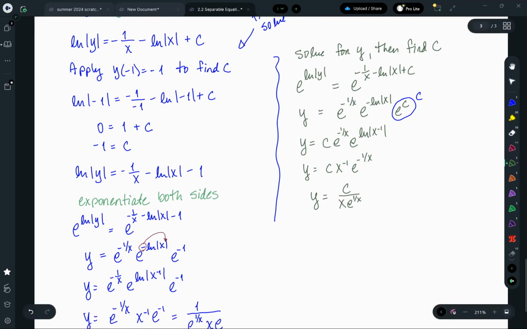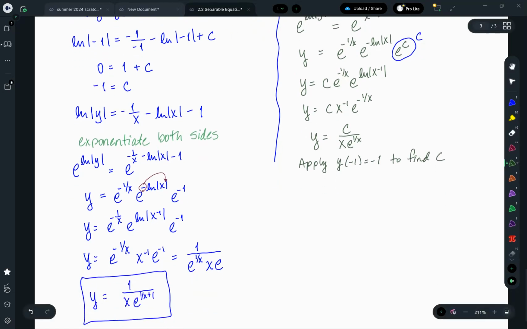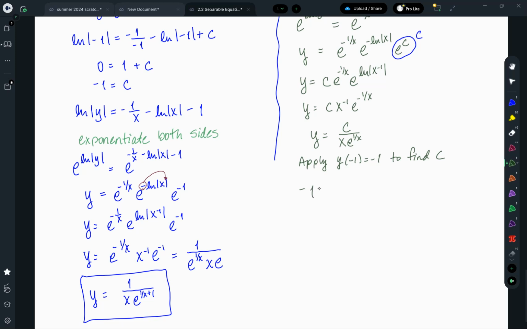And then I would find c. So I'd apply y of negative 1 equals negative 1 to find c. So I get negative 1 is equal to c over negative 1 e to the negative 1. I can clear my fraction by multiplying each side by a negative e to the minus 1, and I get a double negative on the left, and just e to the minus 1 is equal to c.